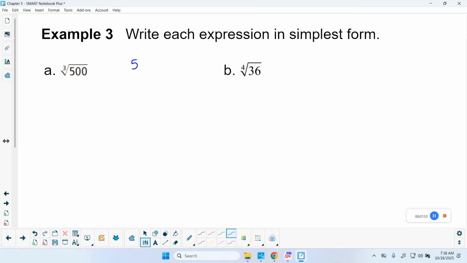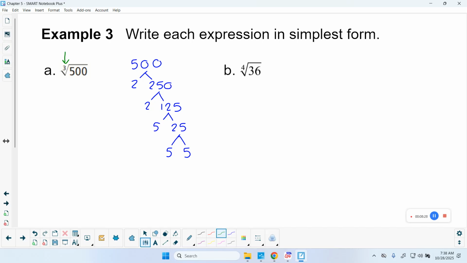So remember, we are going to take the 500. The smallest number that goes into 500 is 2, 250 times. The smallest number that goes into 250 is 2, 125 times. The smallest number that goes into 125 is 5, 25 times. The smallest number that goes into 25 is 5, 5 times. Now, the big thing you have to remember is because this is the cube root, it means we have to have a group of 3 numbers.